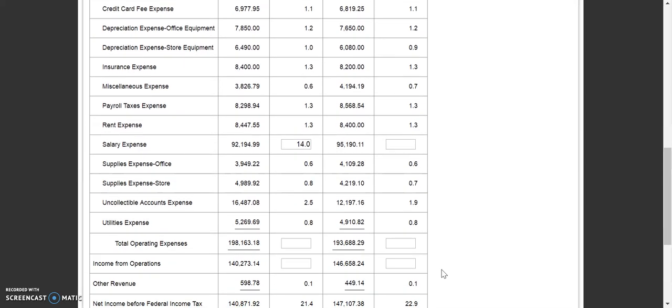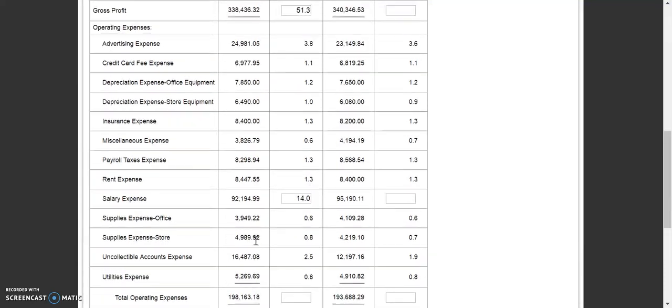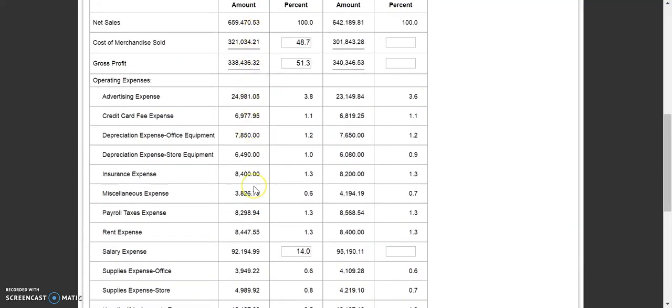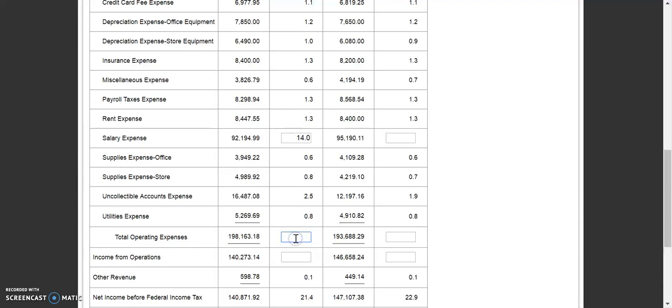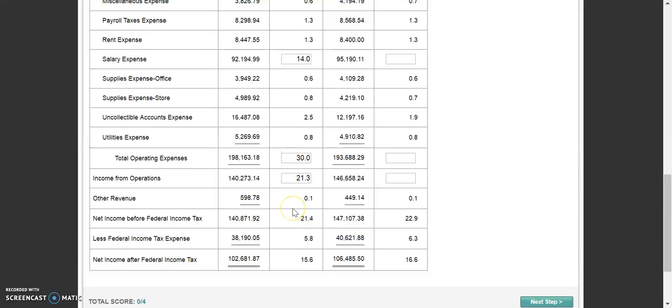So then we scroll a little bit further and we come down, we have two more here. Our total operating expenses, which is 198,163. And again, we're going to divide that by our net sales number of 659. When we do that, we get a percentage, I should say, of 30.0. And our last one is our income from operations. Again, we're going to take that 140 and divide it by the 659 total for net sales, and we end up with 21.3%.